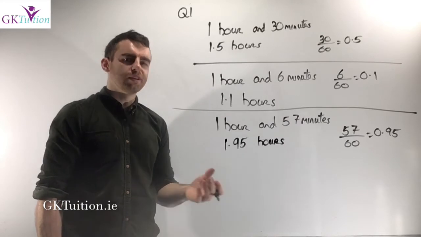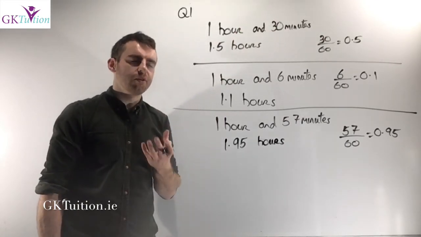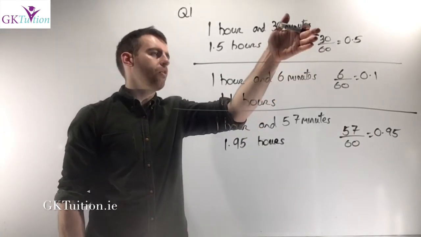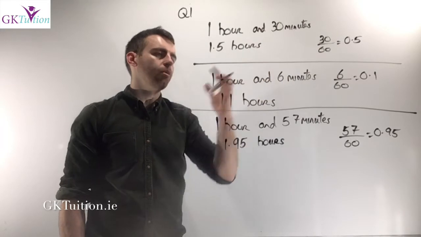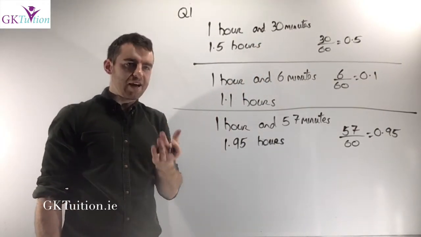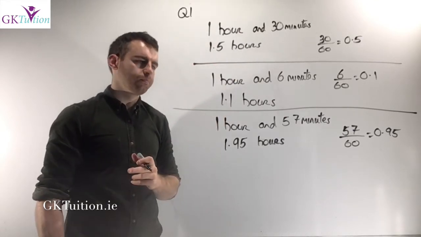So this question is relatively straightforward to go through. If you have 1 hour and 30 minutes and I ask you to convert that to a decimal, you would take 30 and divide it by 60. The 30, the number of minutes, over 60 is 0.5. In other words, 30 minutes is 0.5 of an hour, it's half of an hour. And 1 hour and 30 minutes would be 1.5 hours.